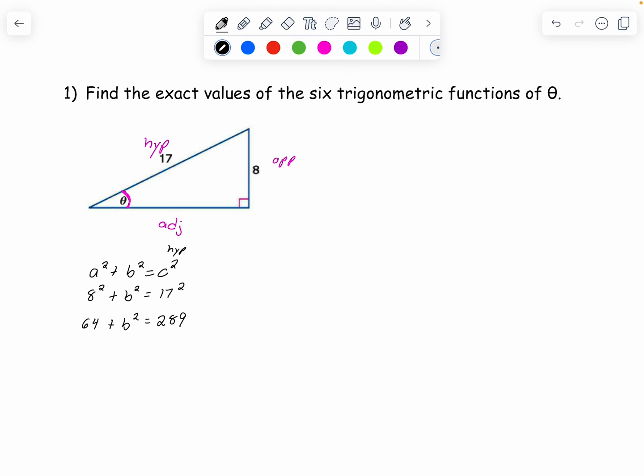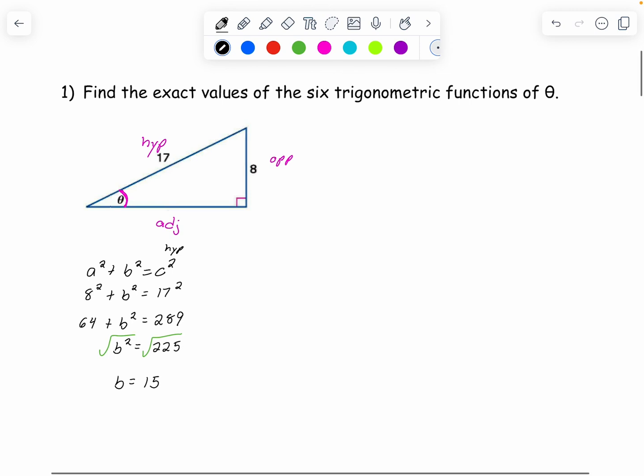Now we have to solve for b. So the first thing we do is get b squared. So we're going to subtract that 64. So if I subtract 64 from both sides, then that's going to give me 225. And then I take the square root of both sides. And so then this is going to give me b equals a nice, neat 15.